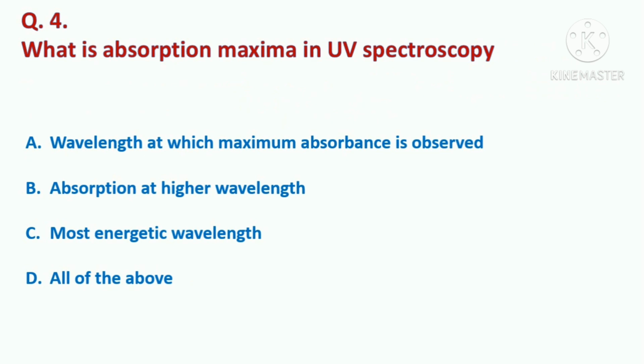Next question is, what is absorption maxima in UV spectroscopy? So we have studied the UV spectra where we have absorbance on the y-axis and the wavelength on the x-axis. Okay, so here we know if we are getting this kind of graph, the wavelength at which we observe the maximum absorbance, that will be the absorption maxima, or it is also referred to as lambda max. So what are the options given here? Wavelength at which maximum absorbance is observed, absorption at higher wavelength, most energetic wavelength, all of the above.